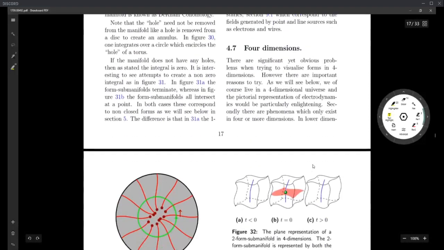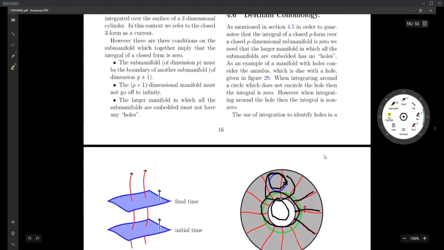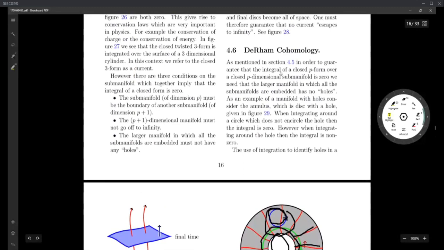So yes, I'll just mention what the de Rham cohomology is. If you want to visualize it, it's pretty hard, or you don't want to visualize that. What it is entirely useful in is the actual mathematical part of differential geometry. But we don't want to look at the math, so I'll probably skip it.